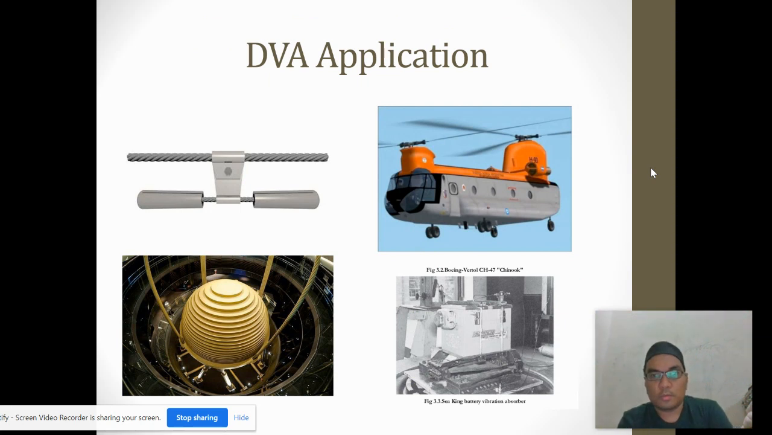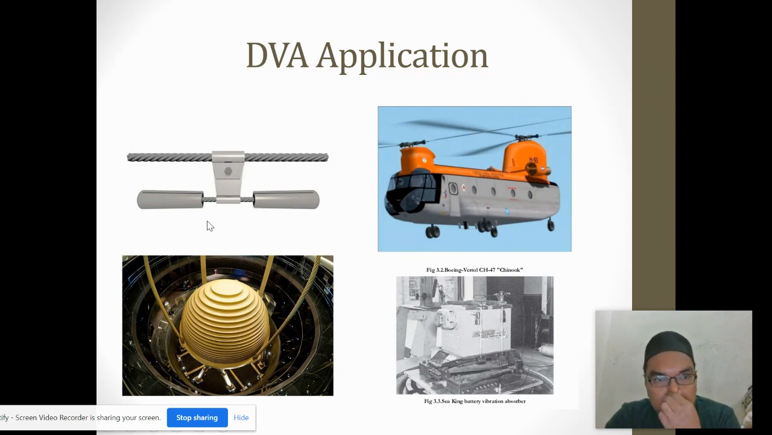For this last slide, these are some of the applications of the DVA, which will also be asked in your reports. This is the helicopter. I already showed you the effect of a rotating unbalanced mass on the helicopter. The helicopter will become unstable, so the DVA can be one of the solutions for that.